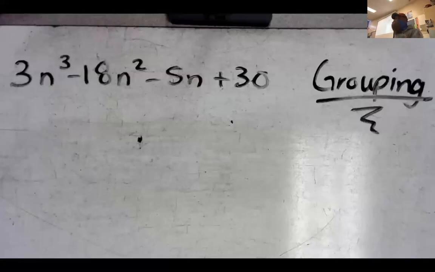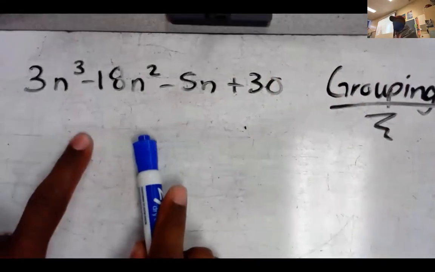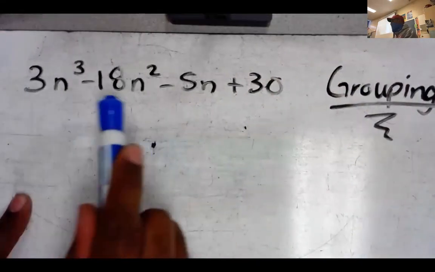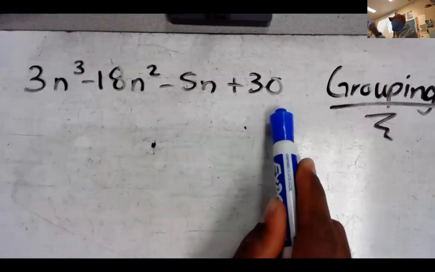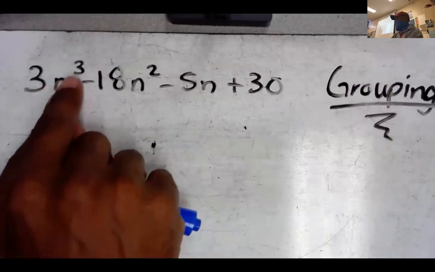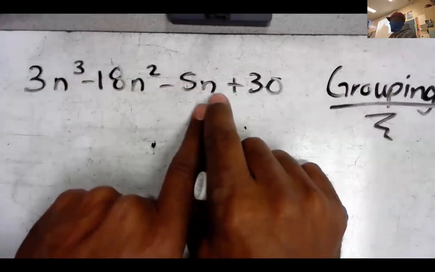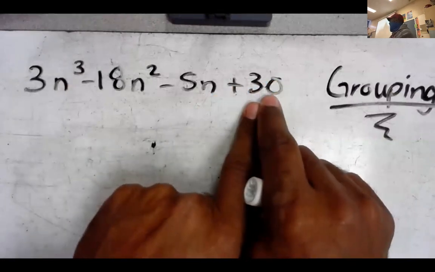Okay, so now factoring by grouping. The difference between this and the last ones is that I've got 4 different terms. Not 2, not 3, I got 4. And look at the order of the exponents. Starts off n cubed, then n squared, then just n itself, and then a constant.